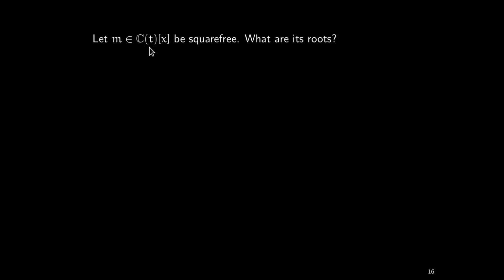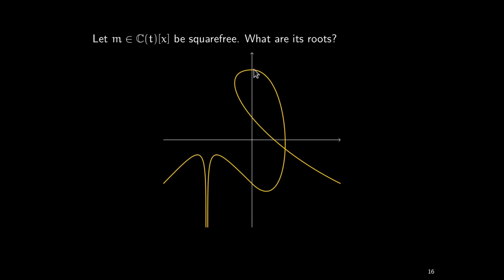Finding roots is more or less the same as finding factors, but I can also view this in such a way that t is a variable and x is a function of t. If I view the m as a bivariate polynomial, then I get a curve in the plane. Here is t and there is x. So this is an algebraic curve. It's determined as the set of all roots of the polynomial.